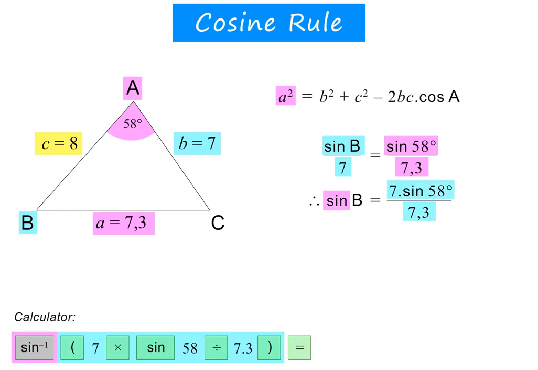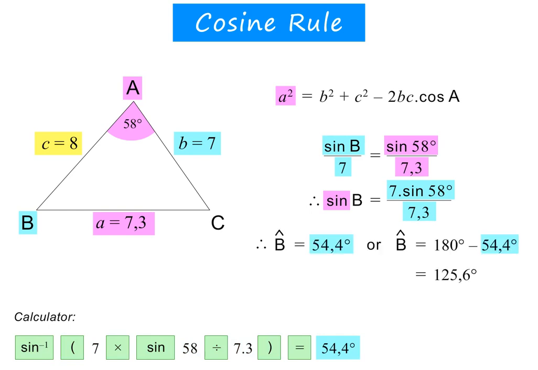Step 1 is to do the following calculator work to find an angle. Correct to 1 decimal place, the angle is 54,4 degrees. This means that angle B is equal to 54,4 degrees, or 125,6 degrees. Please note, with sine we always get 2 possible answers. Let's check whether they will both work in this triangle.